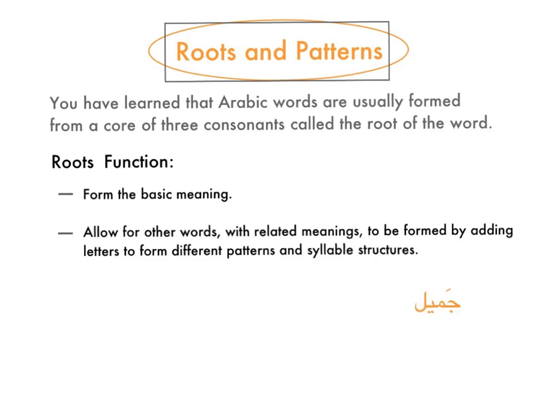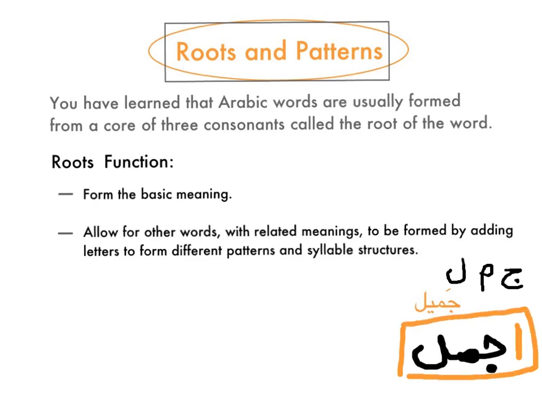So let's take a look at some examples. For instance, the word jamil, which means beautiful. The root for the word jamil are the letters jim, mim, and lam, which is jamala. So if I want to make a new word, I will take the root jamala, and I will add alif to the beginning of the root. Then we have the word ajmal, which means most beautiful.